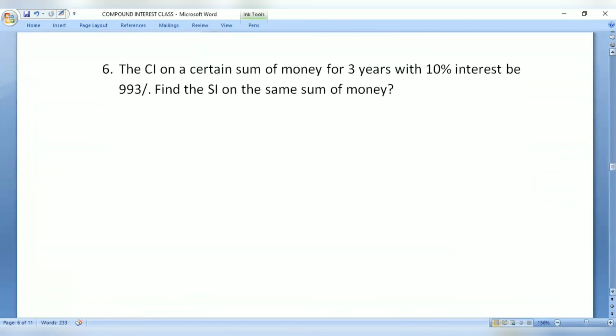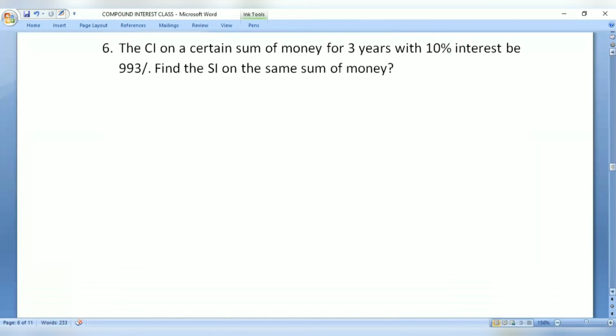Now see here, the compound interest on a certain sum of money for 3 years with 10% interest is 993 rupees. Find the simple interest on the same sum of money. Okay. Now, to calculate the simple interest, we need to know the principal, the time, and the rate of interest. Time and rate of interest we know, but we do not know what the principal is.